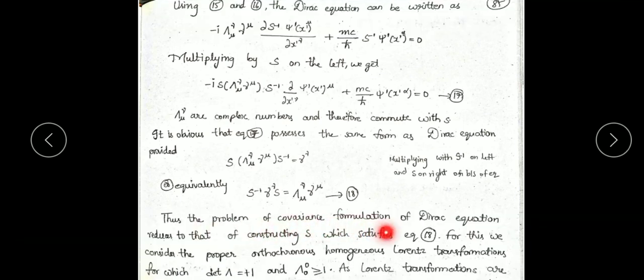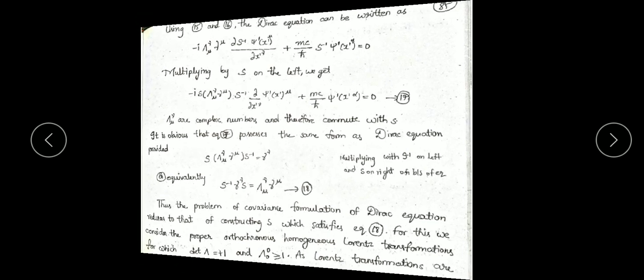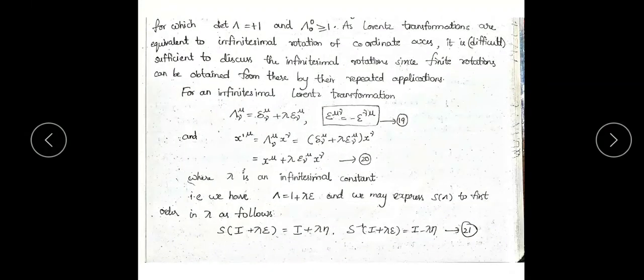Thus the problem of covariant formulation of the Dirac equation reduces to that of constructing S, which satisfies equation 18. So we need to construct a particular S after transformation, that is ξ' equals S into ξ, and it must satisfy this equation. For this we consider the proper orthochronous homogeneous Lorentz transformation, for which the determinant of λ is plus 1 and λ^0_0 is greater than or equal to 1. The Lorentz transformations are equivalent to infinitesimal rotations of coordinates, and it is sufficient to discuss the infinitesimal rotations since finite rotations can be obtained from these by repeated applications.